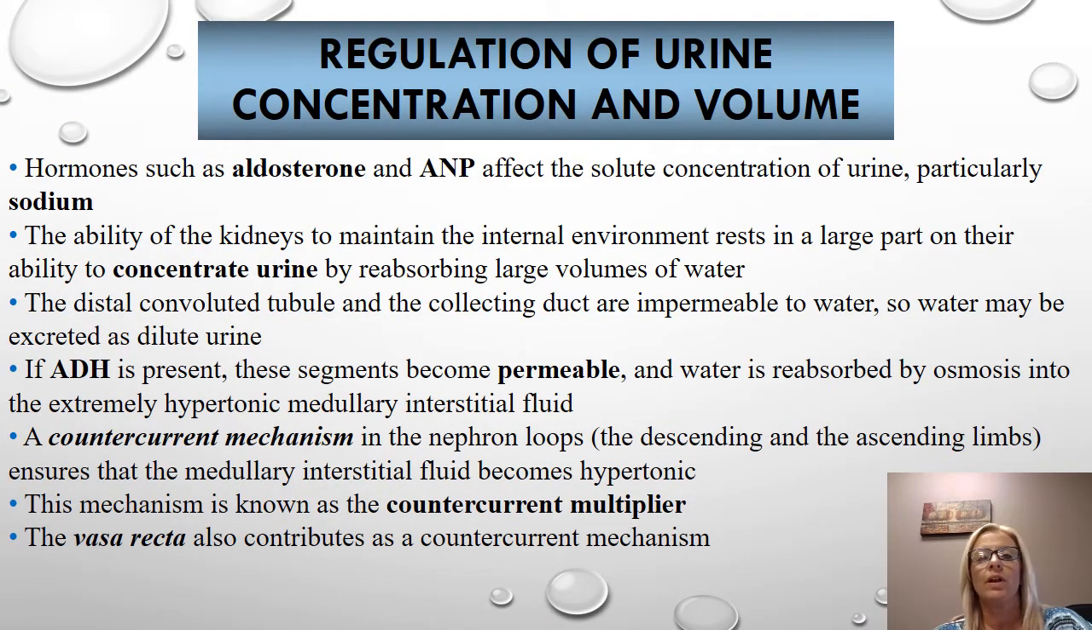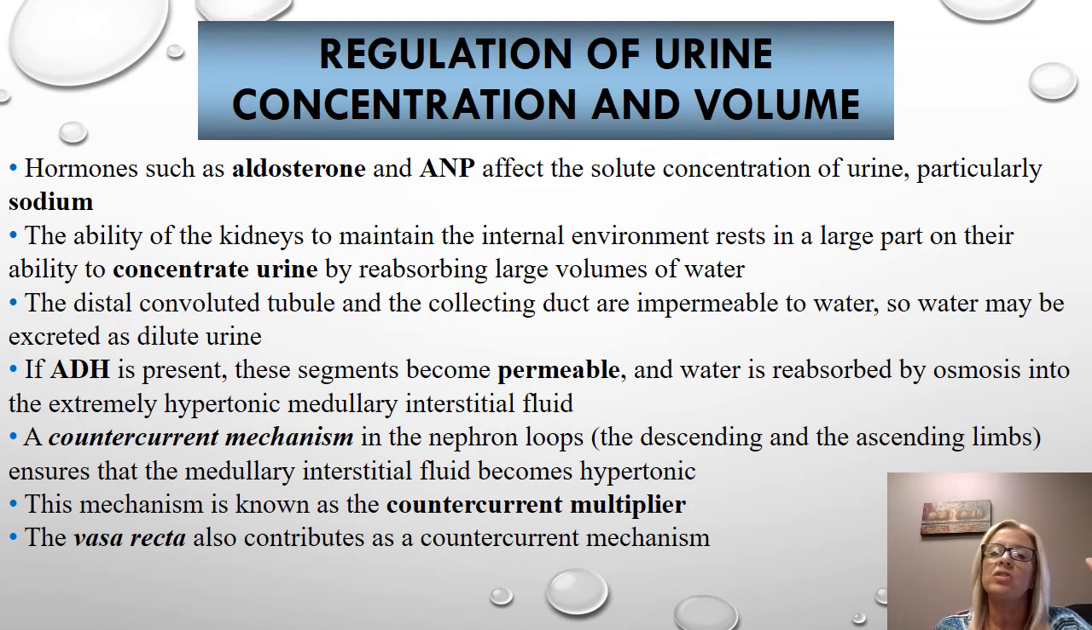So aldosterone and also ANP from the adrenal cortex cause sodium ions to be conserved, as well as potassium ions to be secreted. And so the ability of our kidneys to maintain homeostasis is dependent partially on their ability to concentrate urine by pulling in large volumes of water. So the distal convoluted tubule and the collecting duct, these guys are impermeable to water. They don't take water in, so water is excreted as dilute urine here.